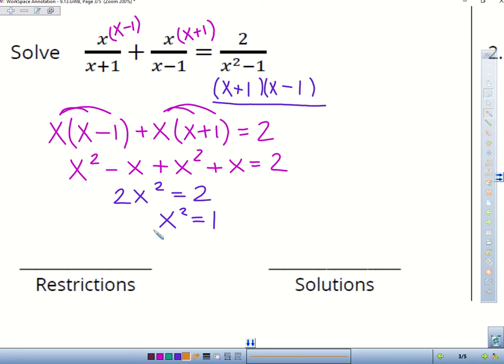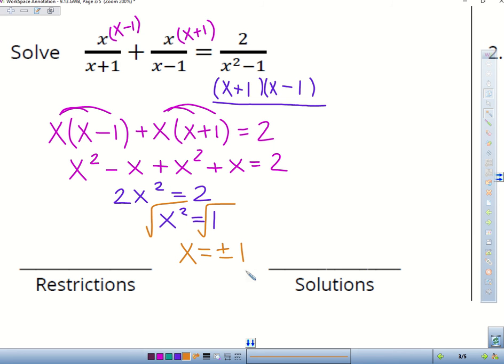The difference of perfect squares. Yeah, you're right, it would be difference of perfect squares, but we can also solve it another way. You could subtract the 1 over and then factor it and get the answer. That would work too, but there's another way we could do it. Take the square root of both sides. So those are both acceptable ways to do it. That's going to give me plus or minus 1.